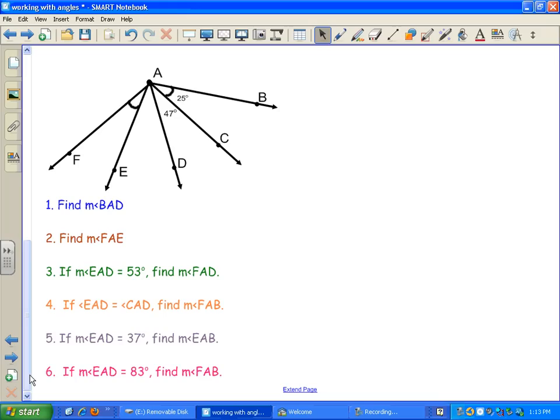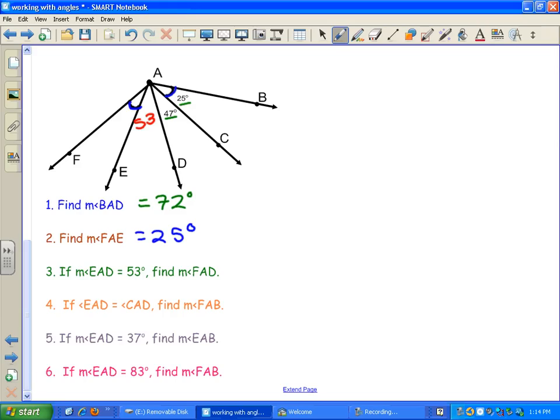All right, welcome back. Let's check to see how you did. Let's find the measure of angle BAD. The measure of angle BAD would be 47 plus 25, which is 72 degrees. Now find the measure of angle FAE. We know that these little marks mean they're congruent, so FAE has to also be 25 degrees, just like angle BAC. The measure of angle EAD is 53, so we'll mark that.